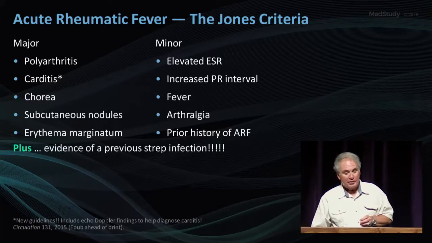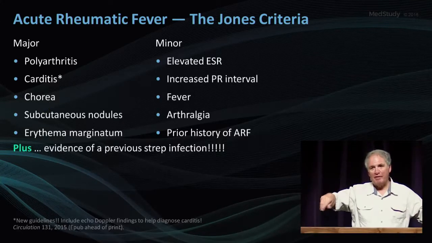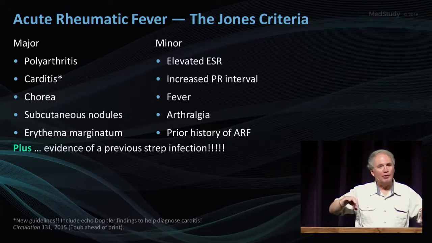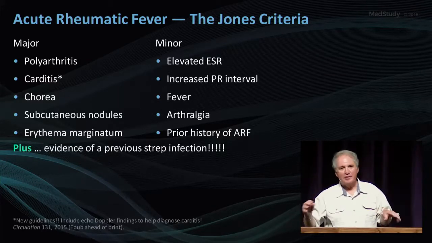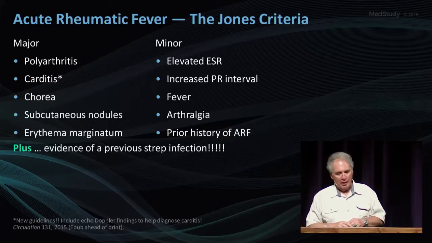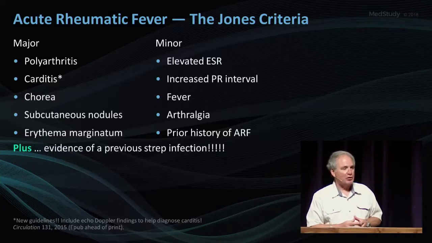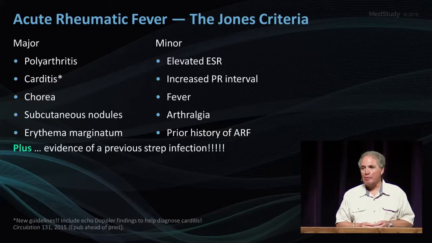Chorea. This is another major criterion for rheumatic fever. This is a kid who suddenly starts having awkward choreiform movements. Usually it's a teacher that makes the diagnosis and says, this kid's not the same, and they can't write their name. Okay, this is chorea. Subcutaneous nodules, I'll show you pictures of those on the extensor surfaces, and a special rash called erythema marginatum. I'll show you a picture of that.